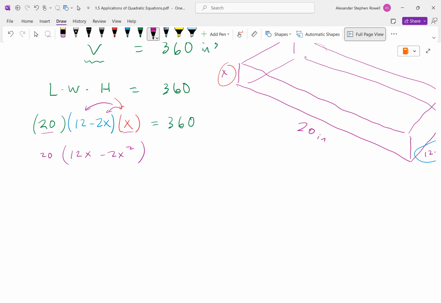All right, I still have the 20 to distribute. And we get, what's 20 times 12? Very good, 240x. And 20 times negative 2. Yeah, negative 40x squared. All right, so those of you that did the homework, this is just like nothing, right? You solved so many of these.